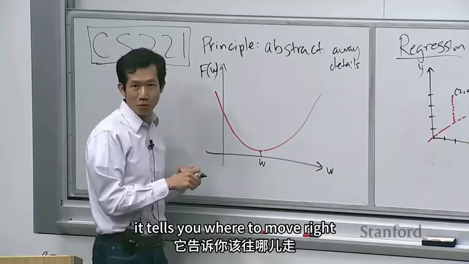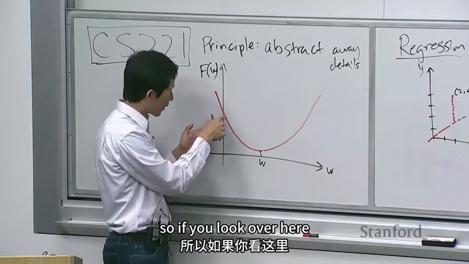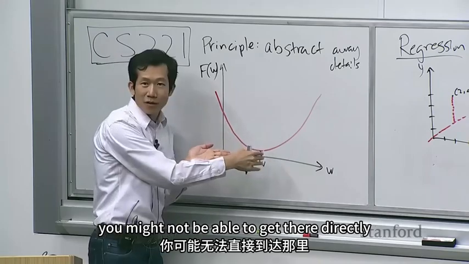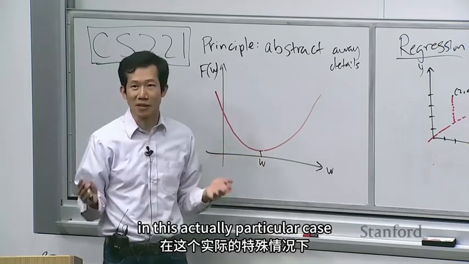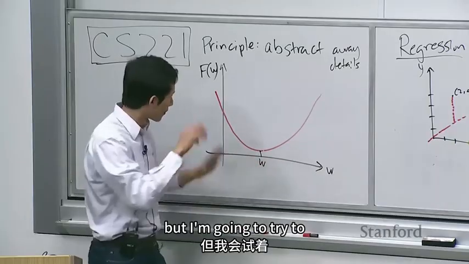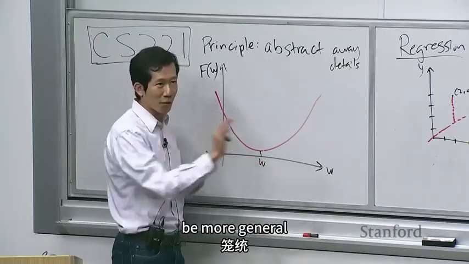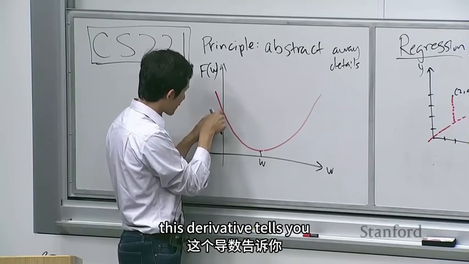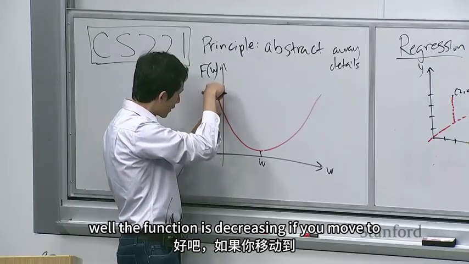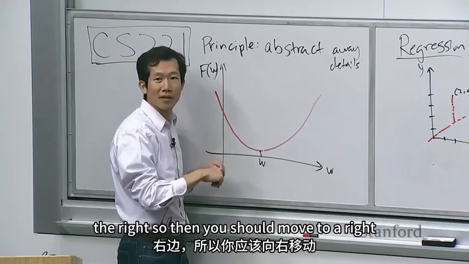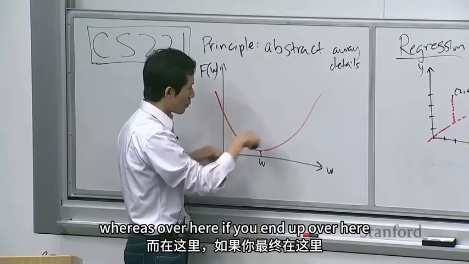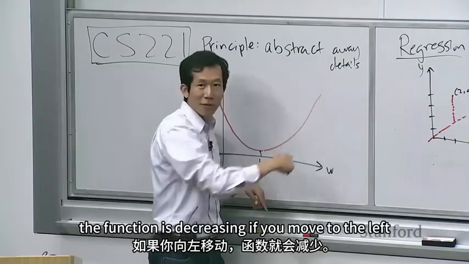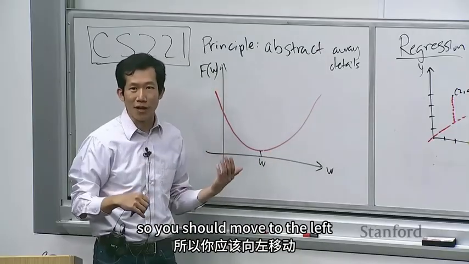It tells you where to move, right? So if you look over here, in general you might not be able to get there directly. In this particular case you can, because you can solve it in closed form, but I'm going to try to be more general. So if you start here, this derivative tells you the function is decreasing if you move to the right, so you should move to the right. Whereas over here, the derivative says the function is decreasing if you move to the left, so you should move to the left.